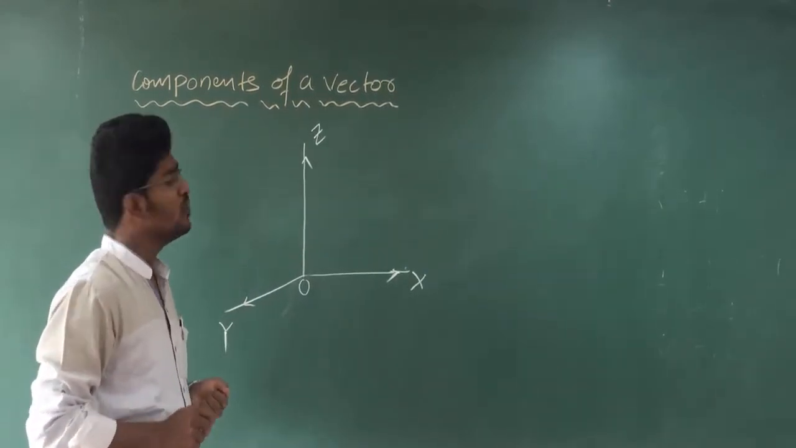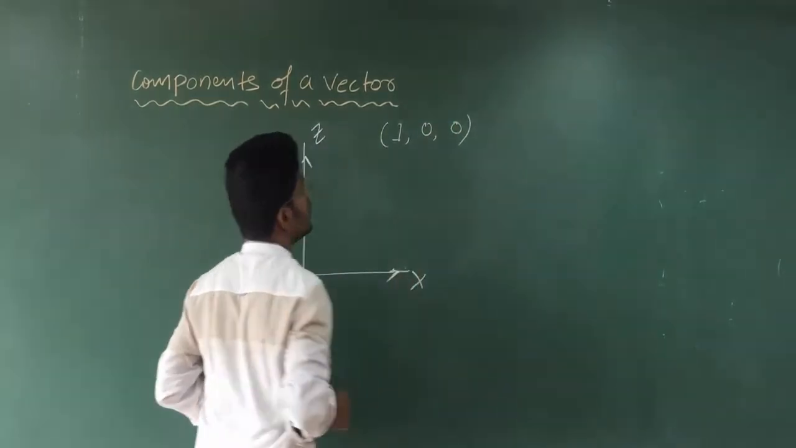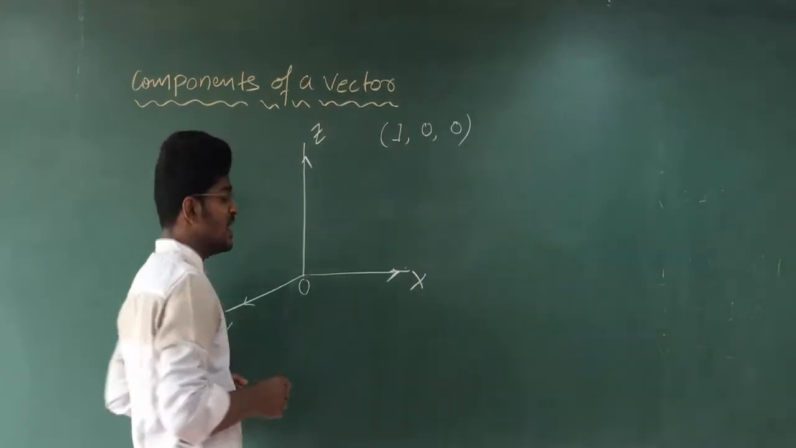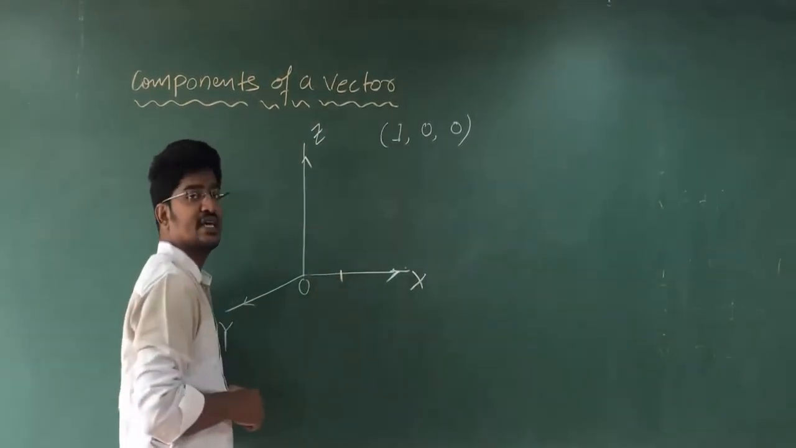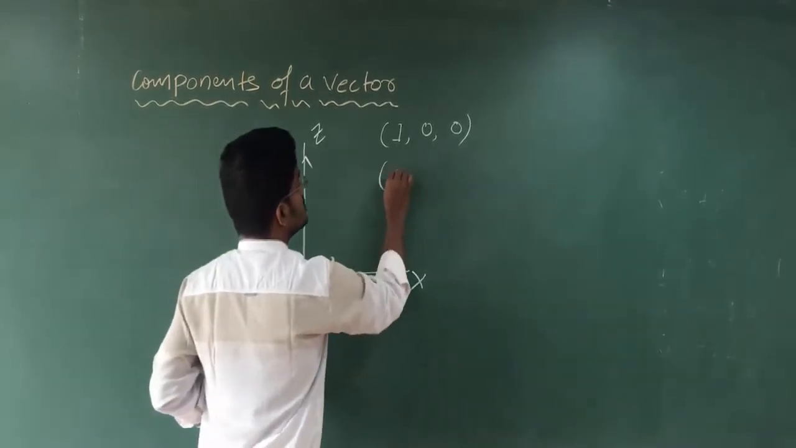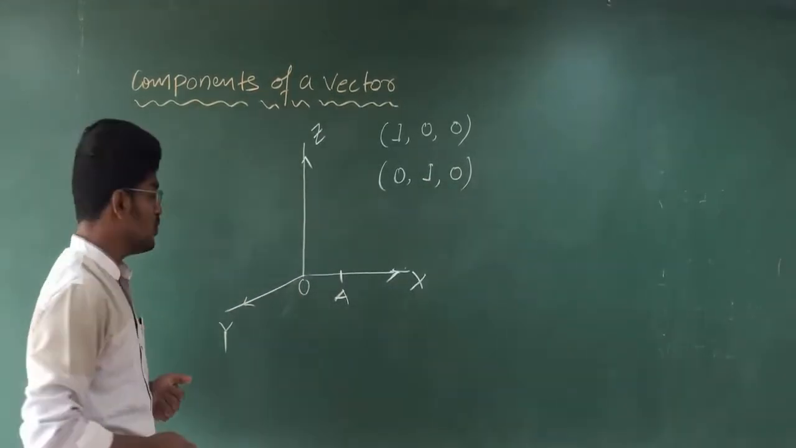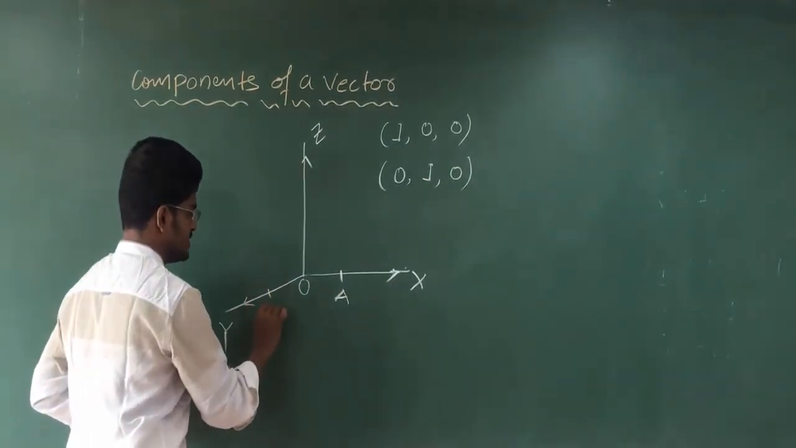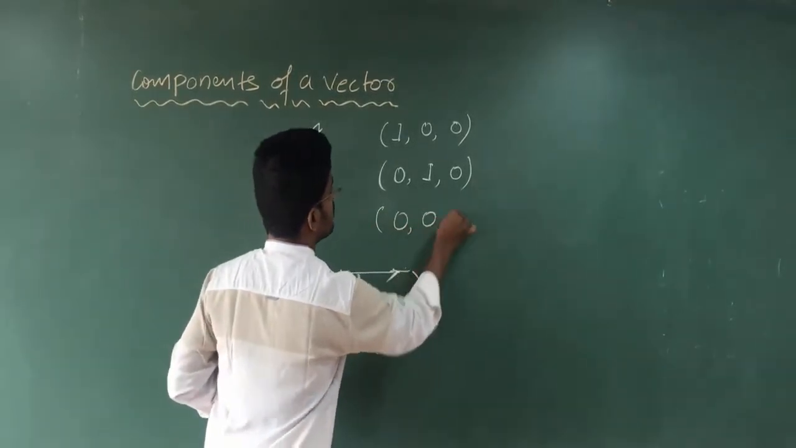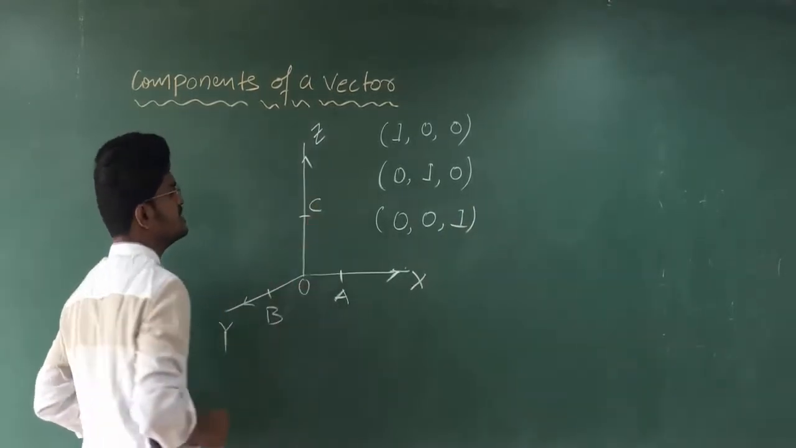Now I will take 1, 0, 0 as one point. It is on the x-axis, a simple concept. I will mark this as A. Next I will go for 0, 1, 0. This is the point on the y-axis. This is B. Now I will go for 0, 0, 1. This is on the z-axis, that is C.